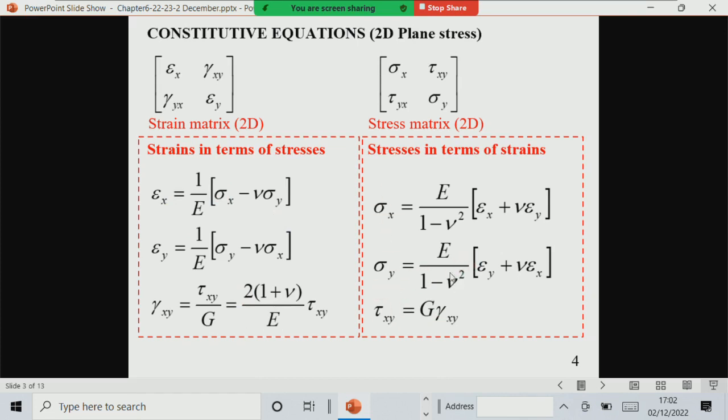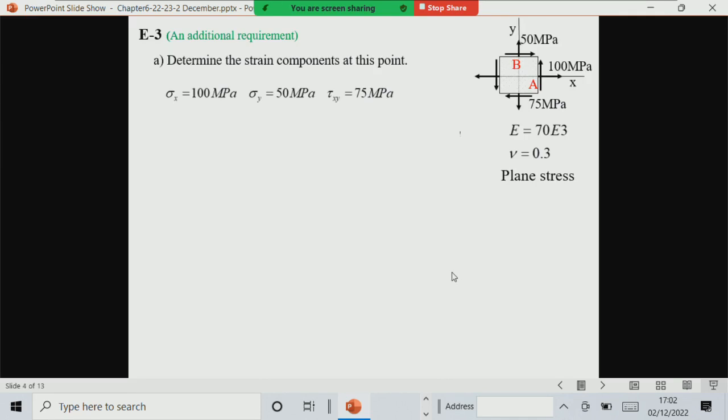So this is slide number four, and I've added an additional requirement to question number three. This requirement is at the moment not in the description of the example; I've just added it. If you remember, on Monday I solved a different part of question three. We haven't finished it, but this is just an additional requirement.